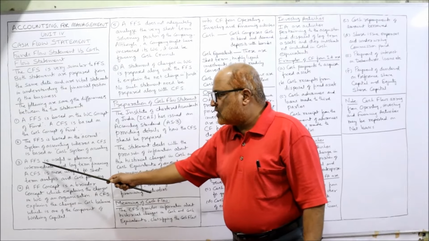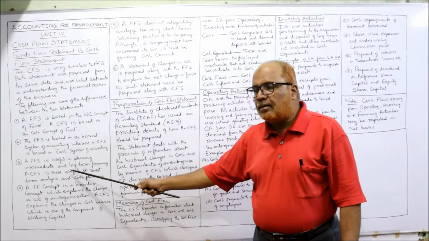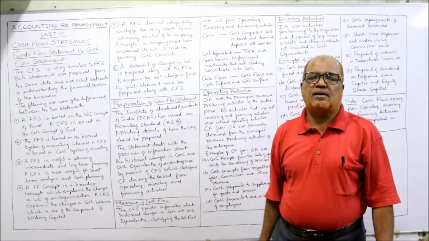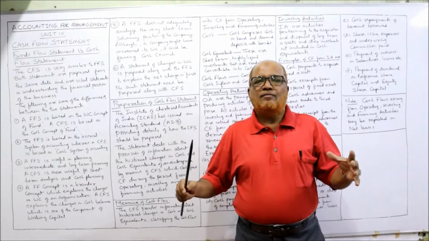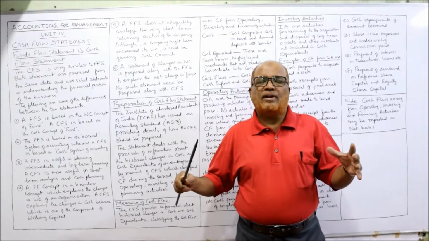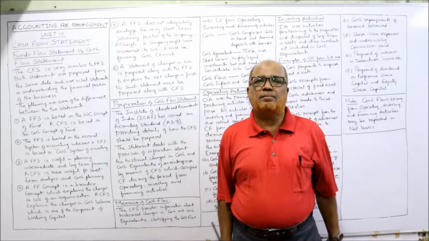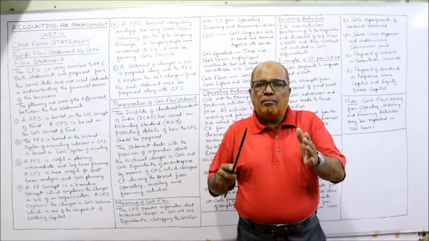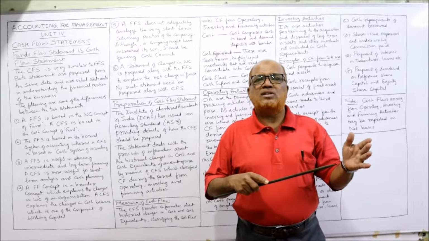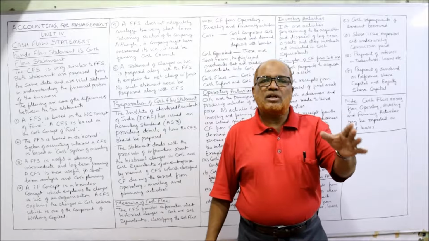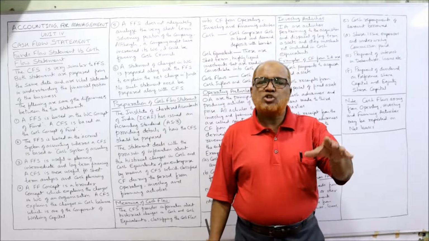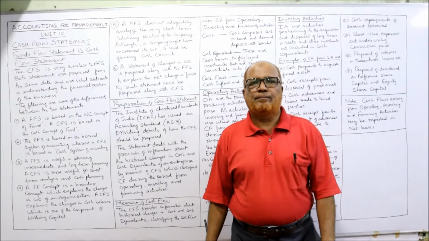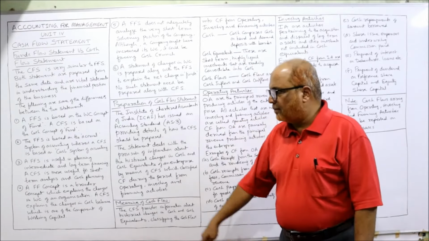Next one, a funds flow statement is useful in planning intermediate and long-term financing. A business organization will make long-term financing plans, medium-term financing plans, and short-term financing plans. So for making medium-term and long-term financing plans, the funds flow statement is suitable, is better, whereas in case of short-term financial planning, the cash flow statement is better.